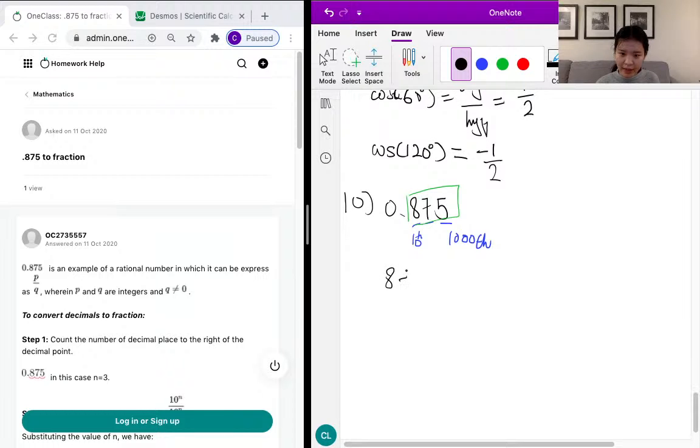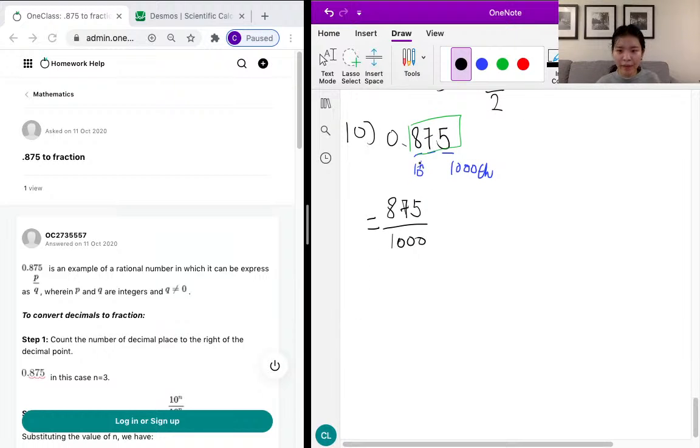So you have 875 divided by 1,000, which is the equivalent of 0.875, because the smallest place in this decimal is the 5, and 5 is in the thousandths place. So we just take the entire number to the right of the dot and divide it by 1,000. That's how we do those problems.